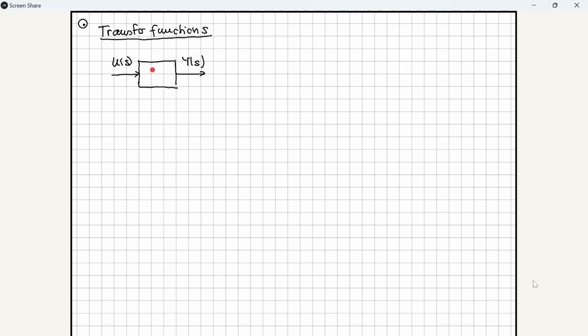And they are related through this block, and we call the dynamics that are contained in this block the transfer function G of S equals the output over the input. So let's put the arrow here, this is called a transfer function.